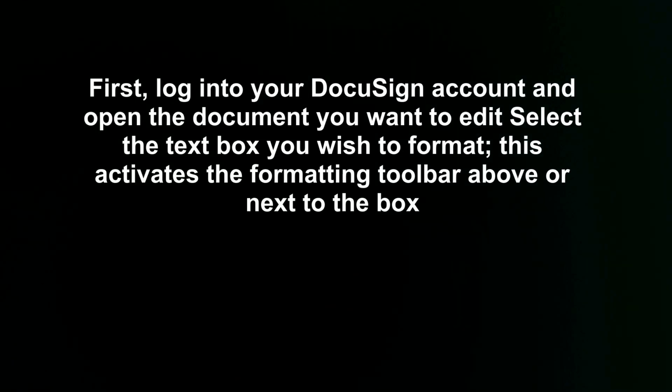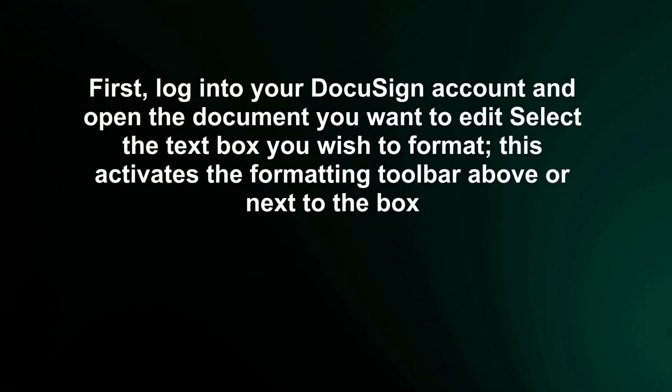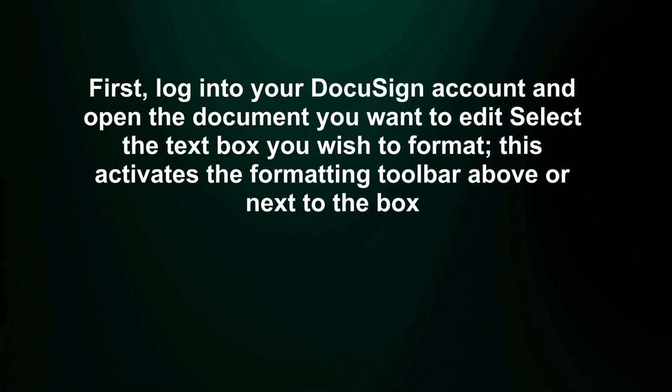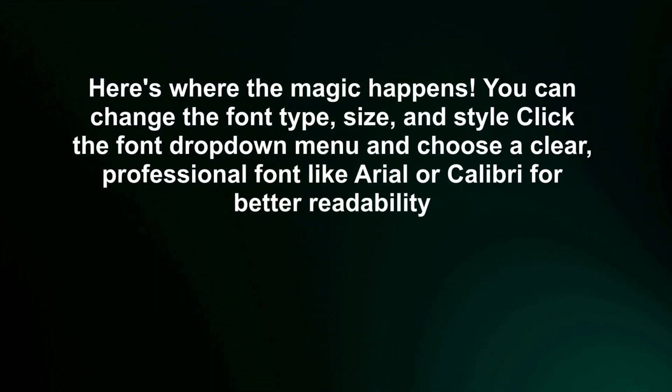First, log into your DocuSign account and open the document you want to edit. Select the text box you wish to format. This activates the formatting toolbar above or next to the box. Here's where the magic happens.